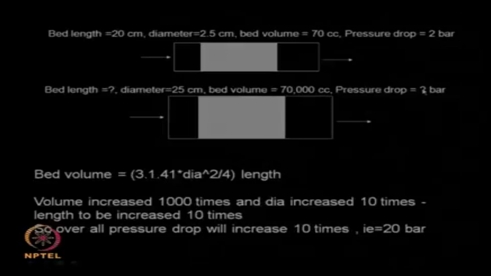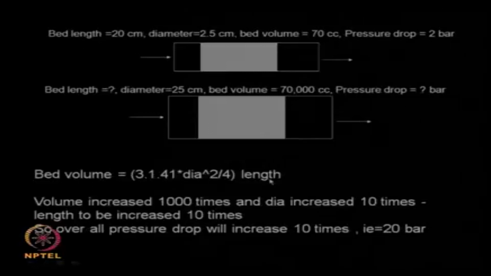What is the pressure drop? The pressure drop of the small setup was 2 bar, pressure drop of the large setup I need to calculate. Now you know bed volume, how do you calculate? Pi d square by 4 into length, agreed. Now the volume has increased 1000 times and the diameter has increased 10 times, that means the length will increase 10 times, right, because diameter has increased 10 times, that means diameter square, that is 100, length has increased 10 times, okay.